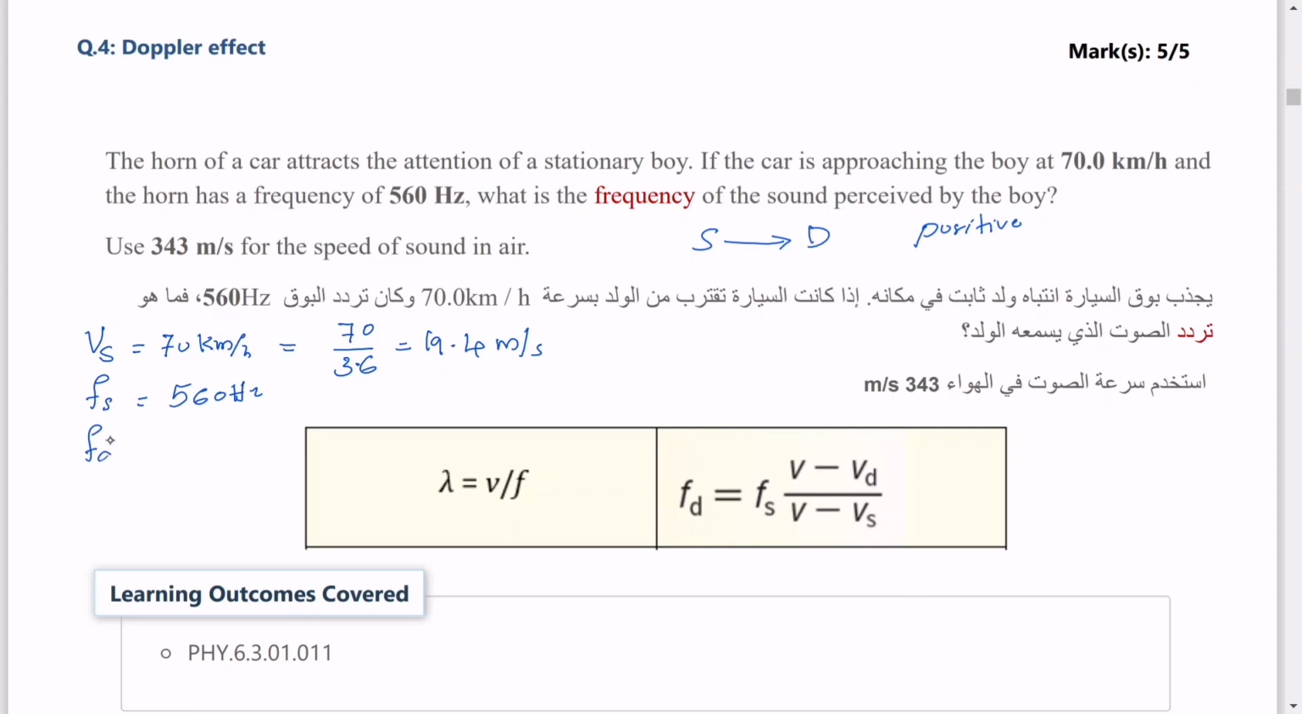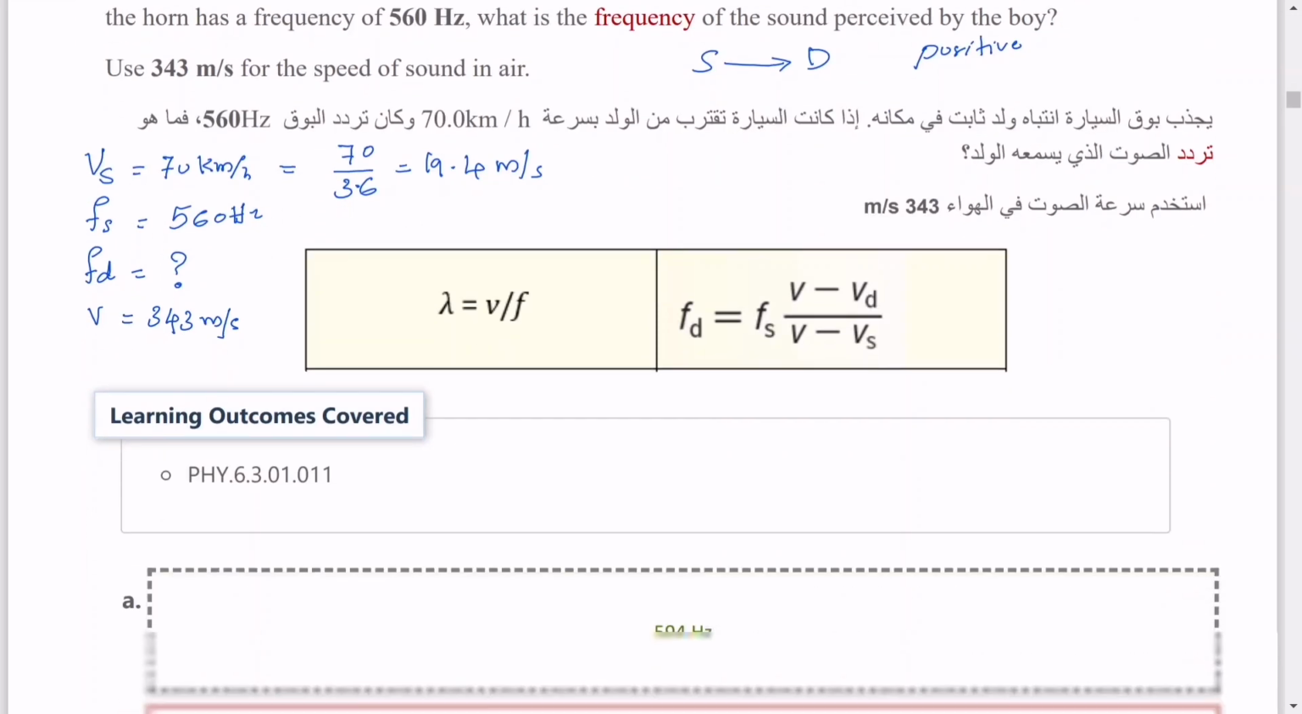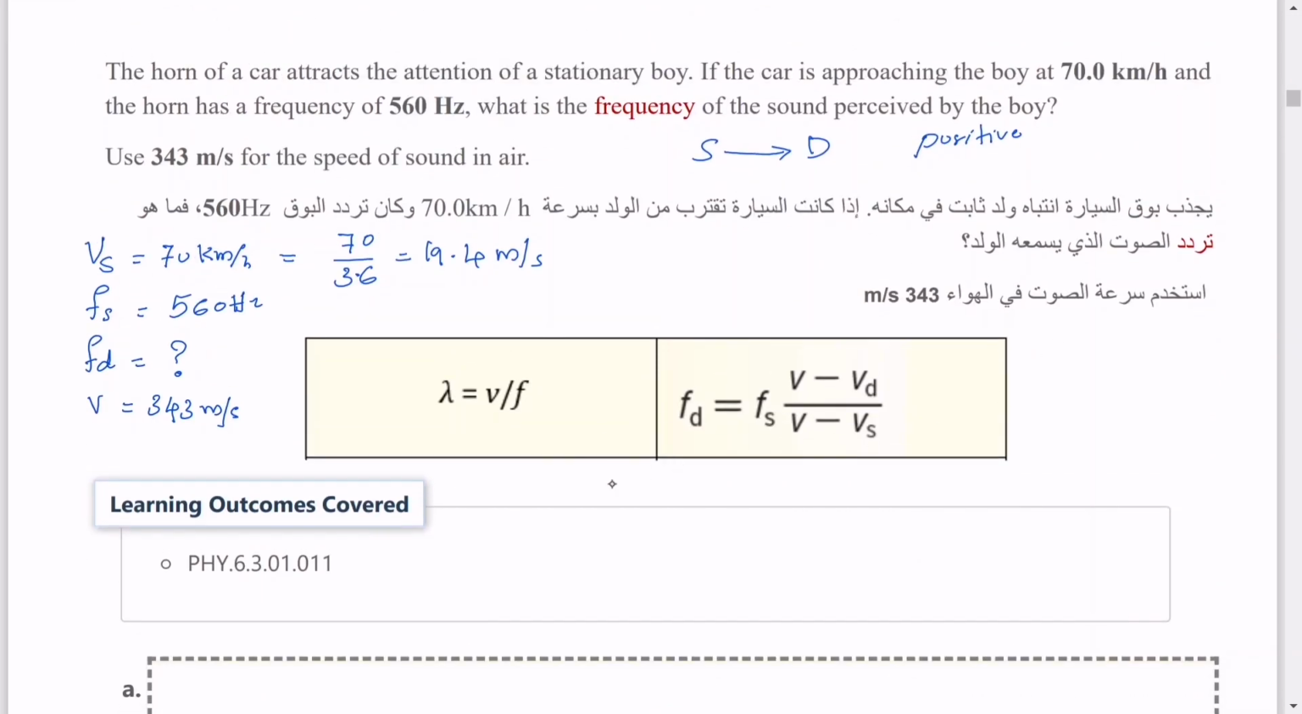You need to calculate the frequency of the sound received by the detector. And the speed of sound v is given here, that is 343 meter per second. So we will use this equation to solve. So fd, the frequency of sound received by the detector, that is fs multiplied, here fs is 560, multiplied by v minus vd, 343 minus vd, that is the detector speed.